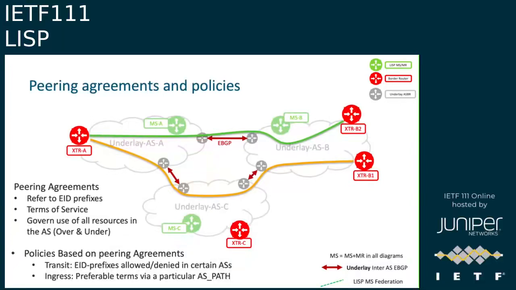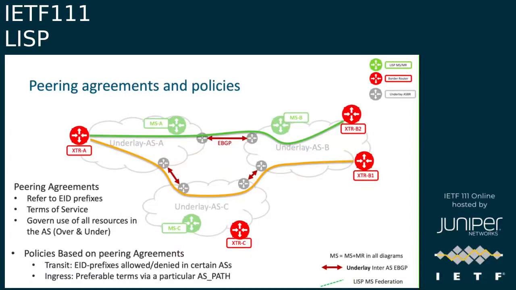So these peering agreements refer to the EAD prefixes, that's the first thing, and they also specify terms of service. So cost of using the provider's network is one example. Level of service that will be provided, if it's preferential or best effort, and so forth. So there's an entire contract that is formed, and it does govern both the use of the overlay resources, but more importantly, all the infrastructure that is underneath, right? It's all about, are you using my bandwidth or not, and are you actually traversing my footprint or not?